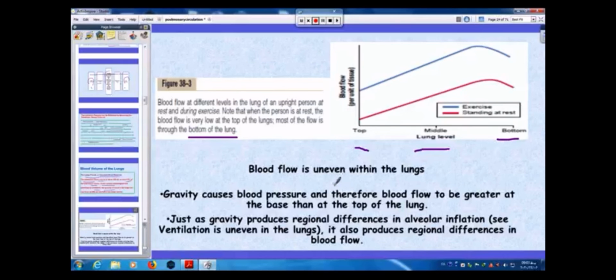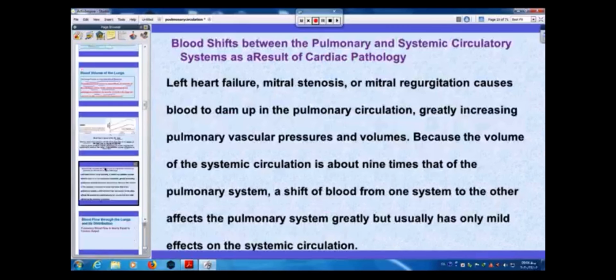Blood flow is uneven or imbalanced within the lungs. Gravity causes blood pressure, and therefore blood flow, to be greater at the base than at the top of the lungs. Just as gravity produces regional differences in alveolar inflation and ventilation imbalance in the lungs, it also produces regional differences in the blood flow.